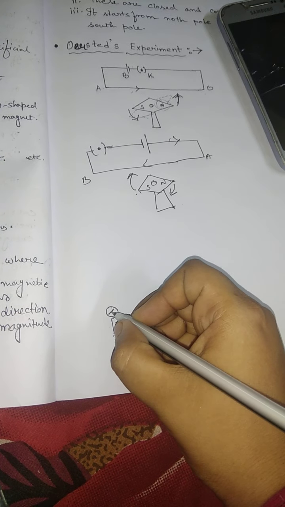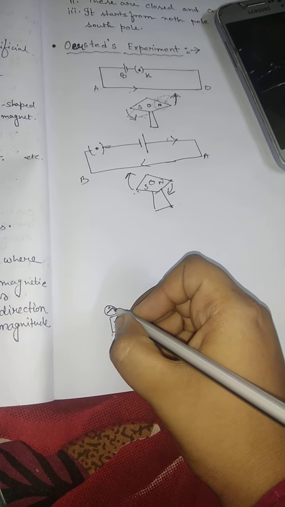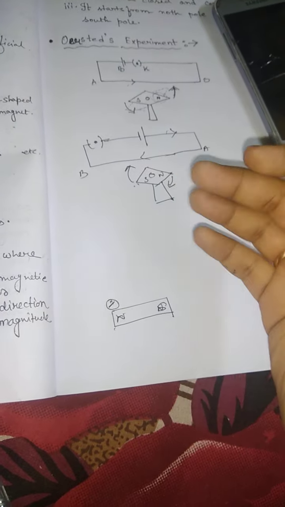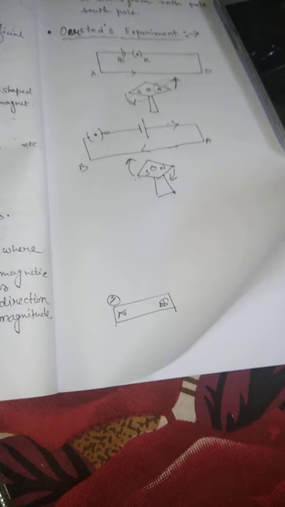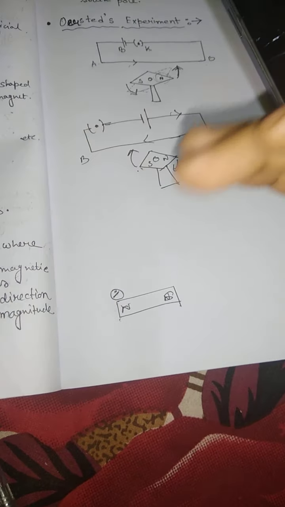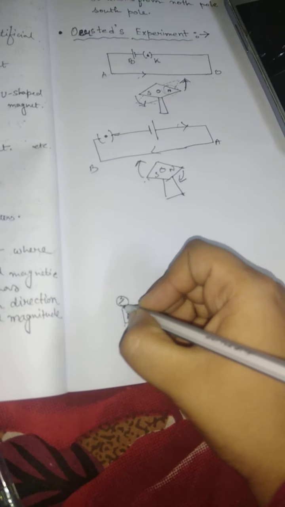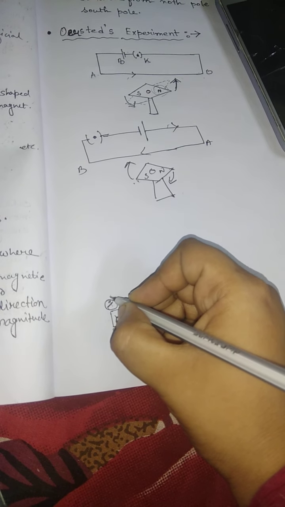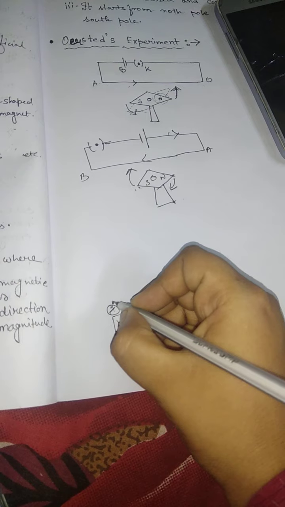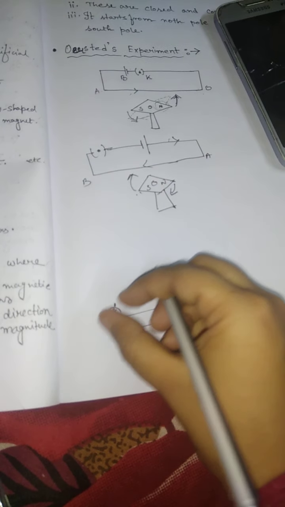Suppose the north pole of this magnet. Always in this chapter, the direction is considered with respect to the direction in which the north pole of the magnet, or north pole of the magnetic substance or needle, is deflected. Suppose the north pole of this compass is deflected in this way. Now you mark it here.